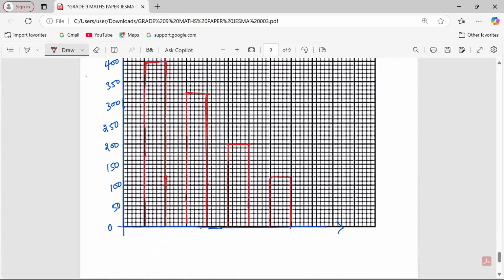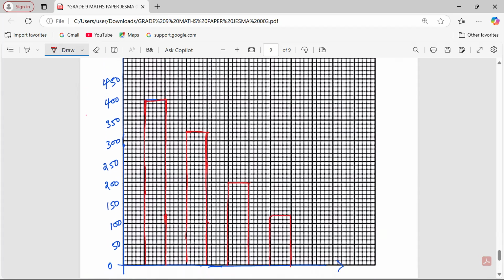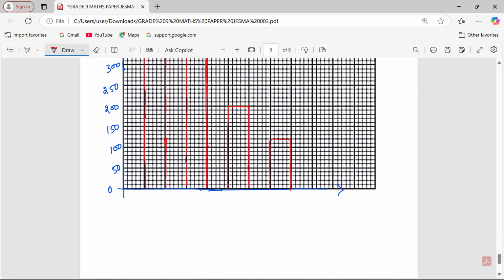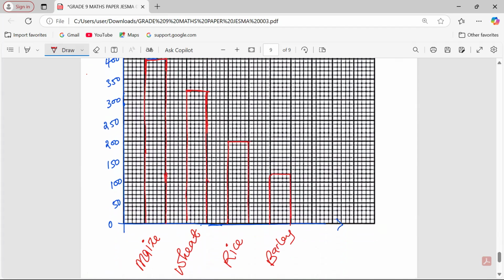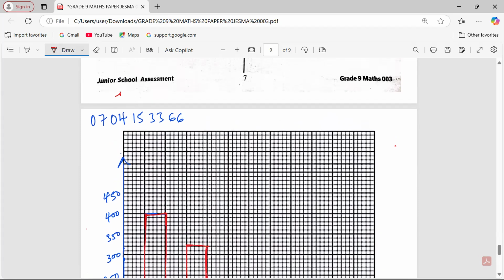That way. So we have now the 4 bars for the 4 types of crops, whereby the first one is representing maize. The second one, wheat. The third one is representing rice. The last one is representing barley. So now we have the bars here representing the crops which were produced. So that is how you are supposed to draw this graph, which we call a bar graph.